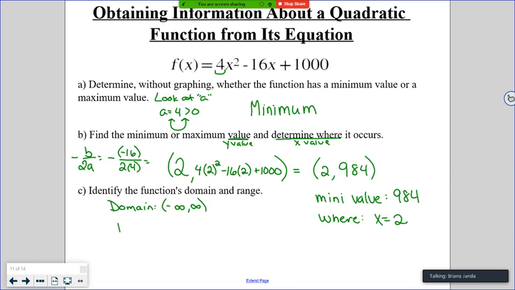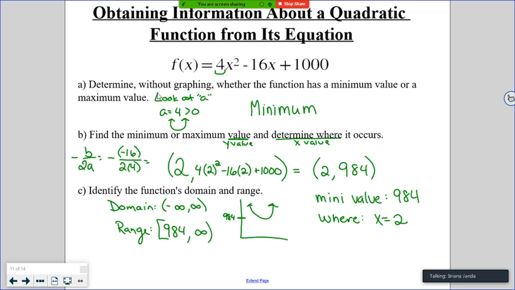But the range we do need to think about a little bit. We know that it's a parabola that opens up like this. We know that this minimum value happened up at 984. Does that help you with your range now that I draw a little picture of it? Lowest point, minimum, 984. Does it actually hit at that point? Yes, so brackets. Goes up to infinity. So maybe draw yourself a little visualization of what's going on here to help you with the range part of these parabolas. Any questions?